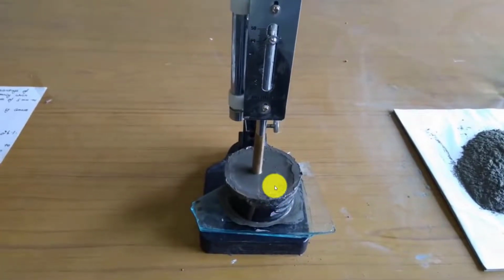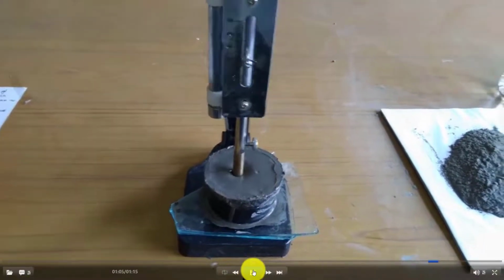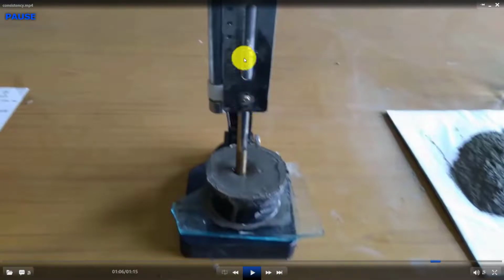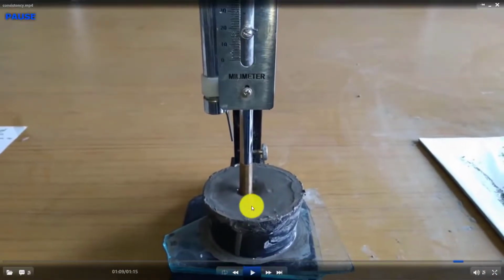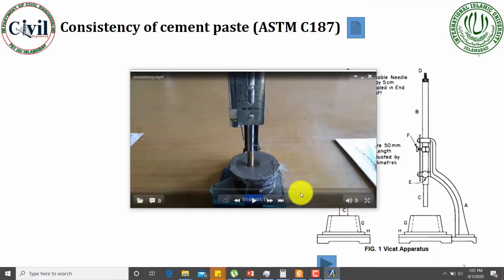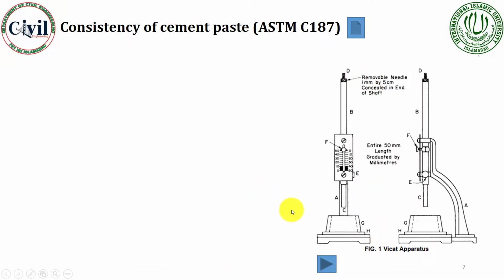After the penetration, you can observe that the penetration from the bottom is achieved, like 15 mm penetration. You just repeat this process by varying the water content in the mix so that you can achieve the desired consistency of the cement. So this was a brief procedure to perform the consistency test.